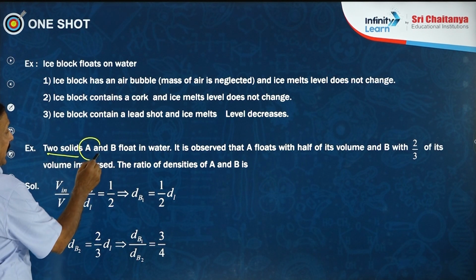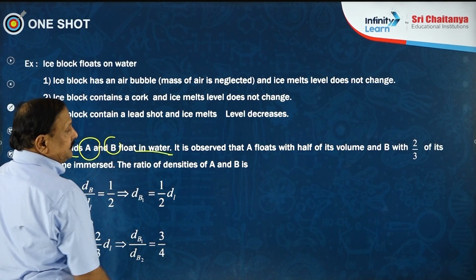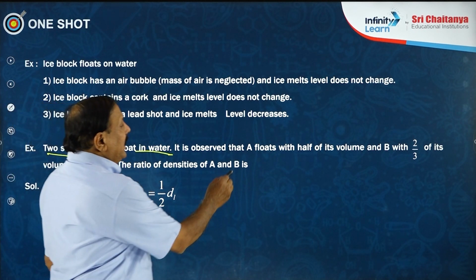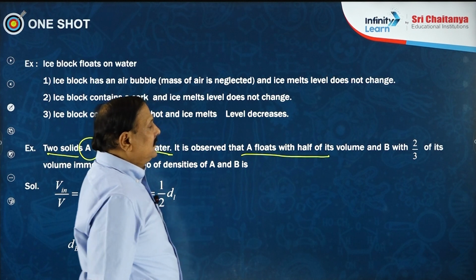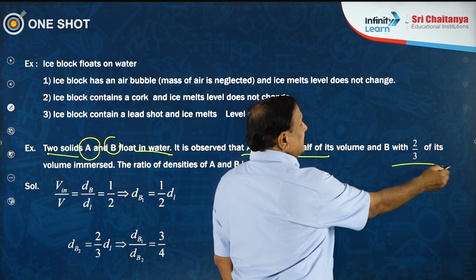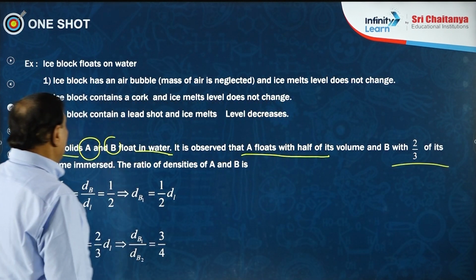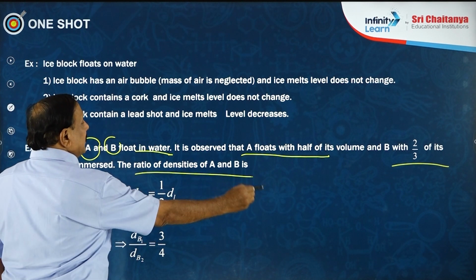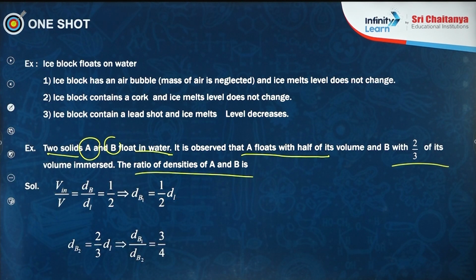Two solids A and B are floating in water. It is observed that A is half immersed and B is 2/3 immersed. What is the ratio of densities of the bodies A and B? Just in the previous slide we showed that V in by V, the fraction inside, is equal to dB by dl.